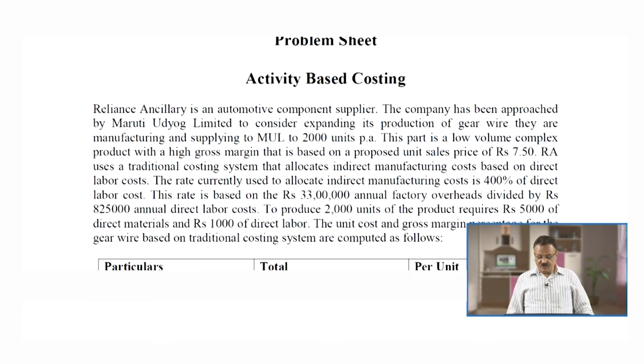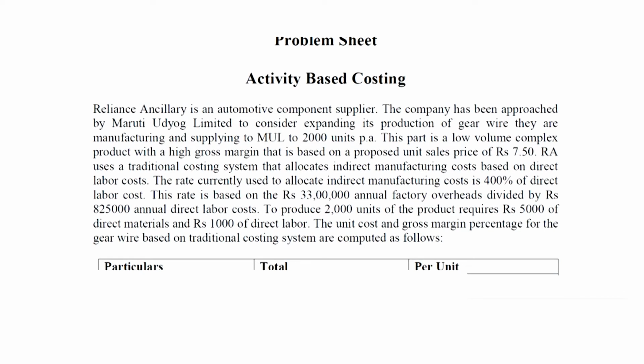To produce 2000 units of the product requires rupees 5000 of direct material and rupees 1000 of direct labor. So, material cost is 5000 rupees, labor cost is 1000 rupees, and the ratio of overhead to labor is 4 times. These 33 lakhs are incurred for the total firm, for all the products they are manufacturing. So, how much has to be allocated to this gear wire product, we will have to find some basis for that.